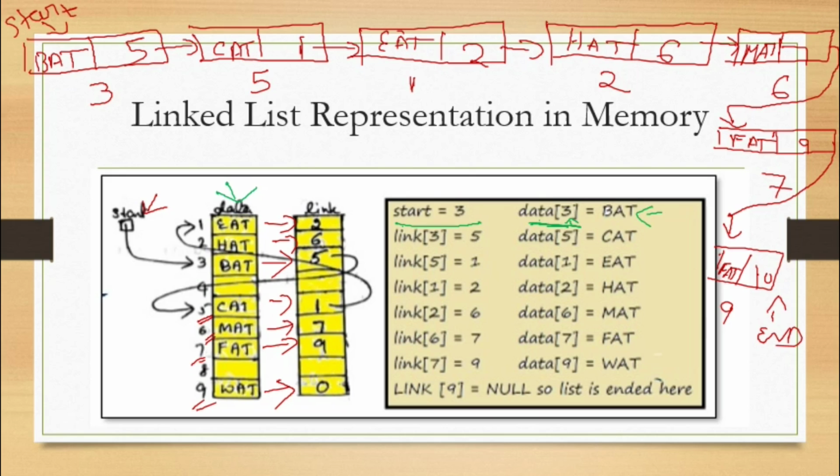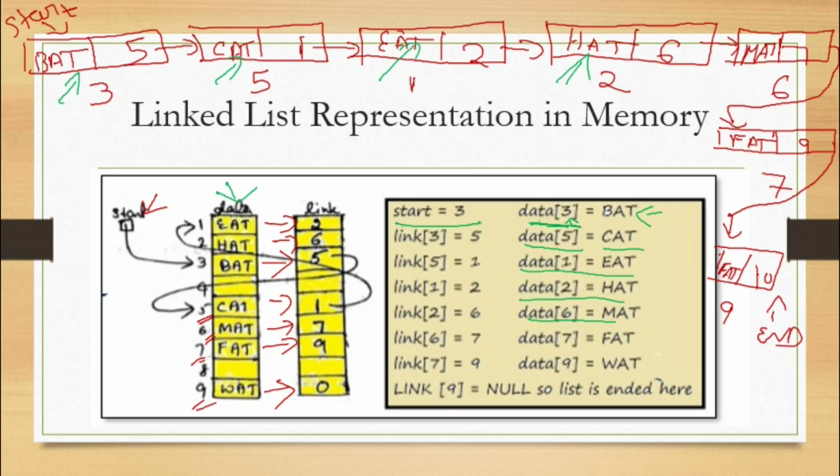The same thing applies for all the others also. If you want DATA[5], you get cat. DATA[1], you get eat. All of these we are referring to are the data places. That is how you get all the data here.